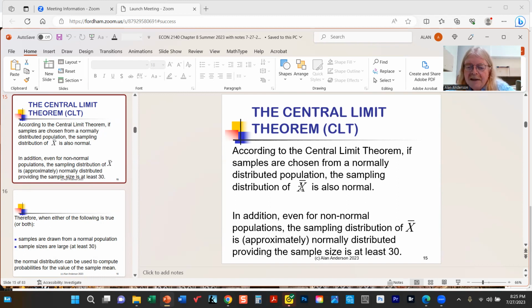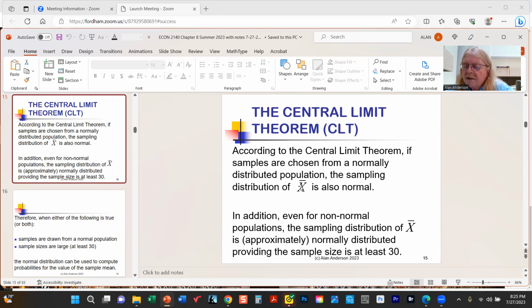But even if that's not so, or if we're not sure, if the sample sizes are at least 30, then we don't have to worry about whether the underlying population is normal. It means that the X bars themselves are going to be at least approximately normal, close enough that we can use the normal distribution.